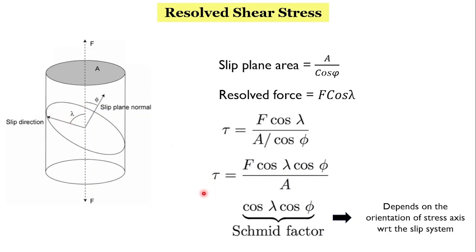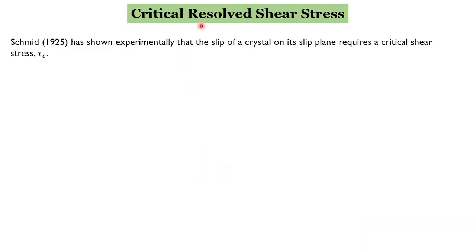Now, will plastic deformation happen for any resolved shear stress? The answer is no. It will happen at a critical value, and that is called the critical resolved shear stress. Schmid has experimentally shown that the slip of a crystal on its slip plane requires a critical shear stress, that is tau c. If tau is less than tau c, no plastic deformation. If tau is greater than tau c, not possible. At tau equal to tau c, when tau reaches tau c, the critical resolved stress is achieved, and hence plastic deformation occurs.